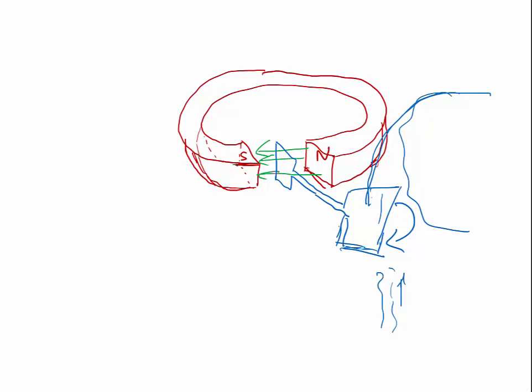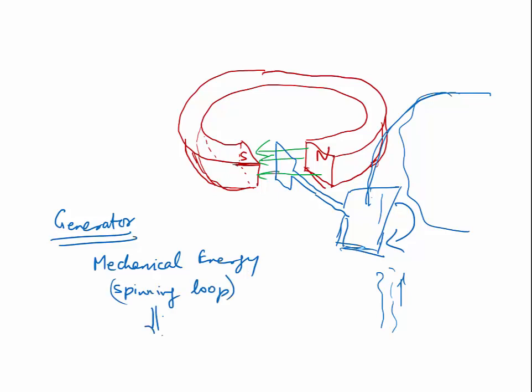So in all cases, we find a way to spin a loop in the presence of a magnetic field to create a current. You can think of a generator as converting mechanical energy, the energy of the spin of the loop, to electrical energy by spinning the loop in the presence of a magnetic field.